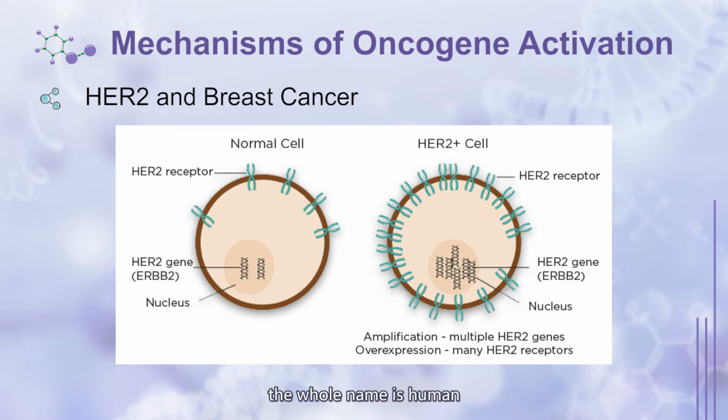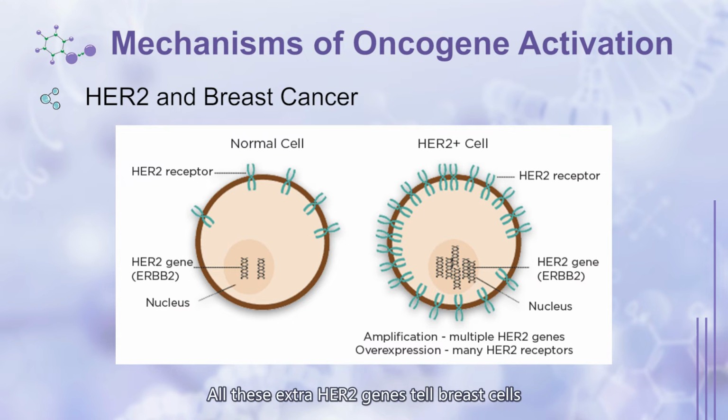HER2, whose full name is Human Epidermal Growth Factor Receptor 2, is a gene that can play a role in the development of breast cancer. HER2 proteins are receptors on breast cells which help control how a healthy breast cell grows, divides, and repairs itself. But in about 10% to 20% of breast cancers, the HER2 gene doesn't work correctly and makes too many copies of itself, known as HER2 gene amplification.